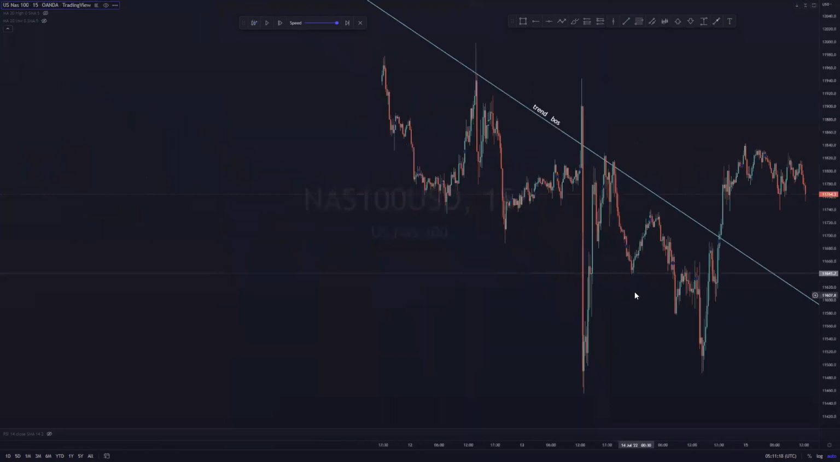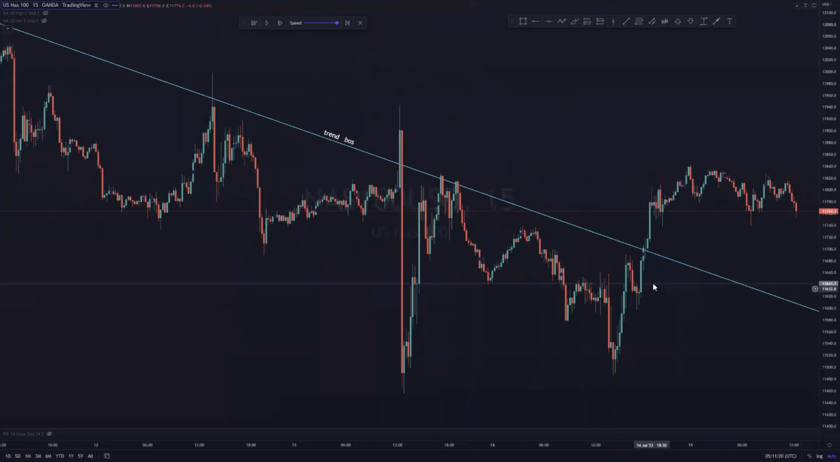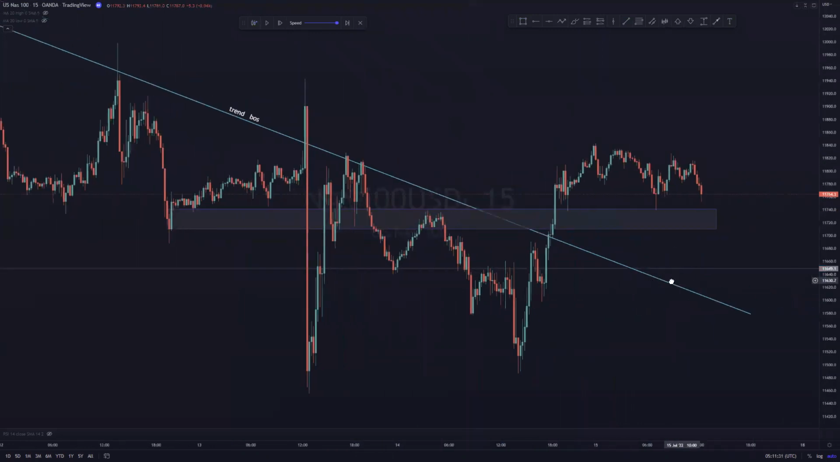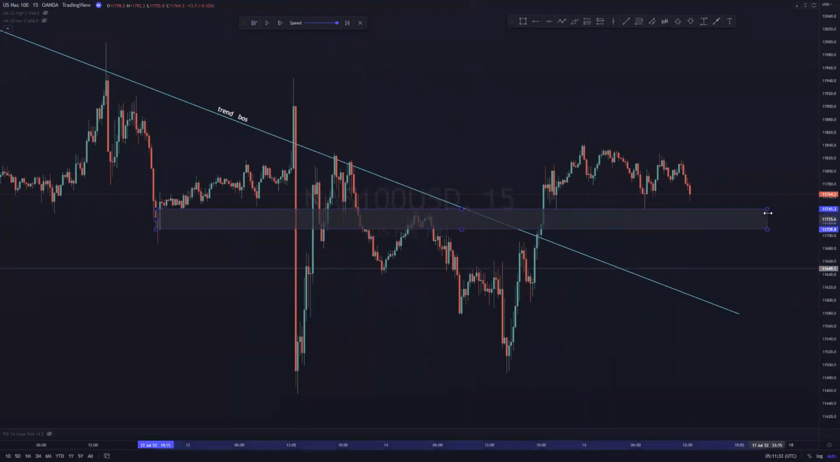Okay, as you see, we have a price zone where the market rejected most of the time, and we have another confirmation here. A double bottom on this area.